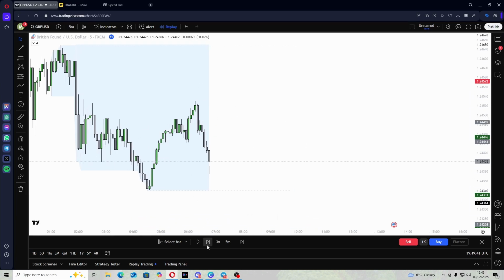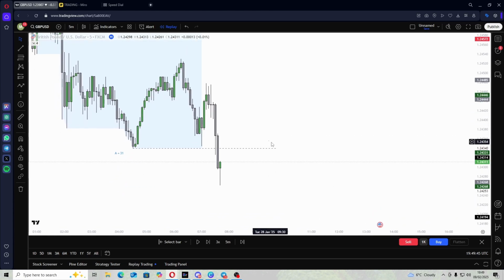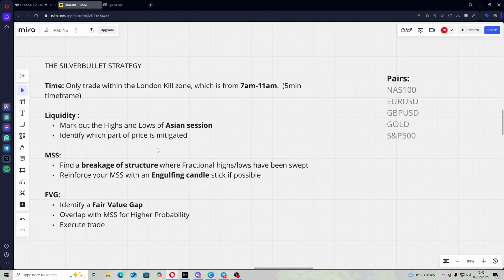If I play price forward now, you can see that price is going towards the downside and it's completely swept the downside. Once it sweeps the downside, we can mark this out as our liquidity sweep. Once we get this liquidity sweep, all we've got to do is find a breakage of structure where fractional highs and fractional lows have been swept and reinforce this market structure shift with an engulfing candlestick if possible, okay? So let me explain this.